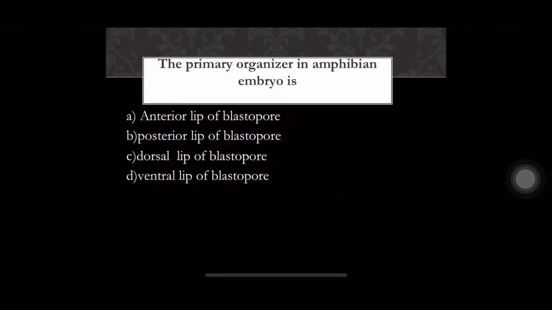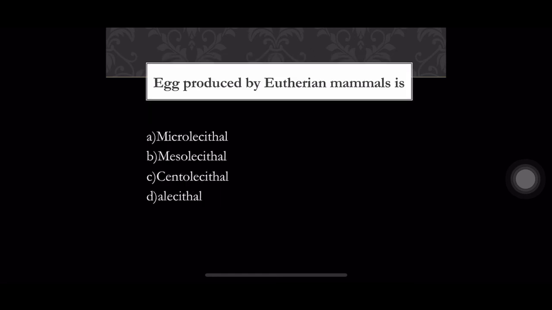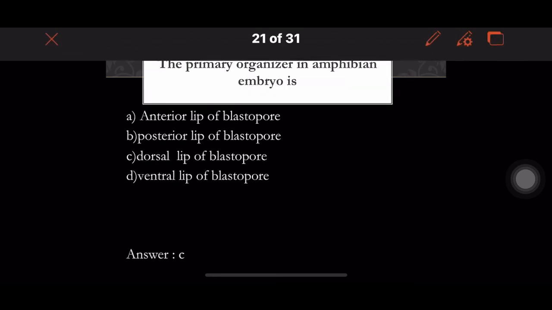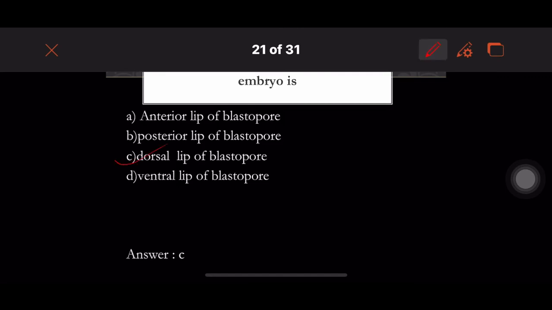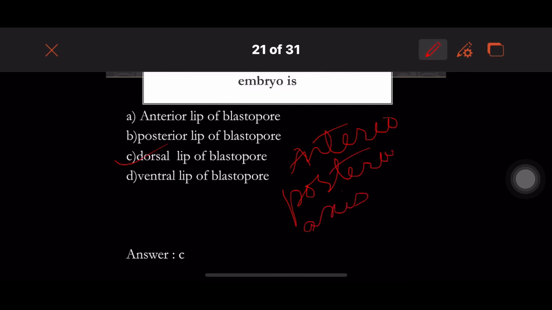In the amphibian embryo, the primary organizer is the: anterior lip of blastopore, posterior lip of blastopore, dorsal lip of blastopore, ventral lip of blastopore. So the correct answer is dorsal lip of blastopore, right? Why is it known as the primary organizer? Because this dorsal lip tissue organizes the anterior-posterior axis of the embryo, क्योंकि ये anterior posterior axis को organize करता है. So that is why it is known as the primary organizer. For more details you can watch my video on organizers and induction.